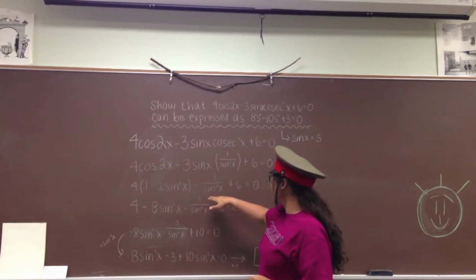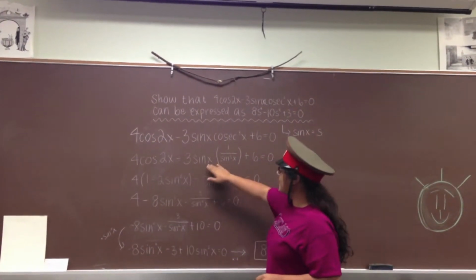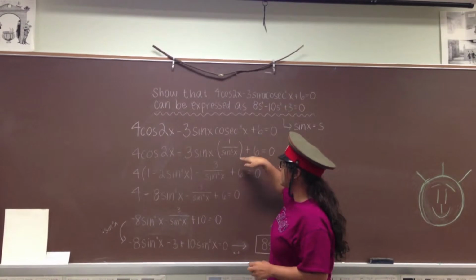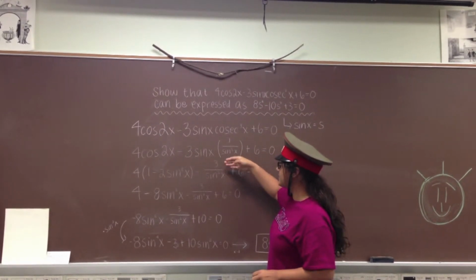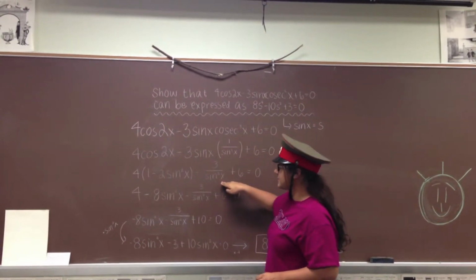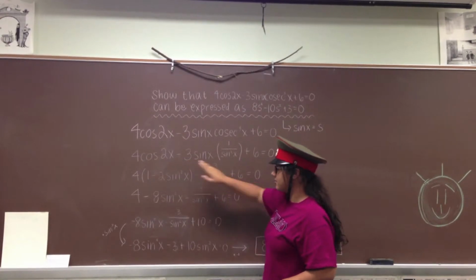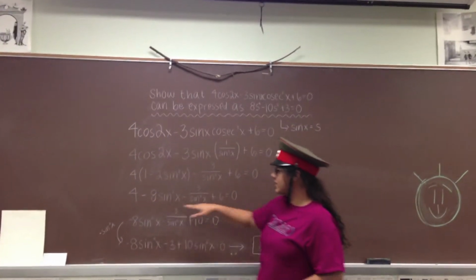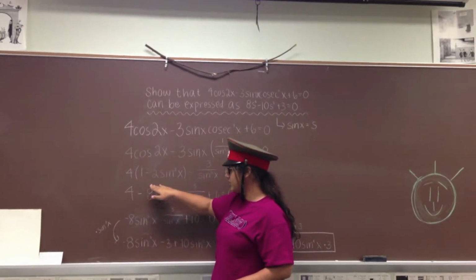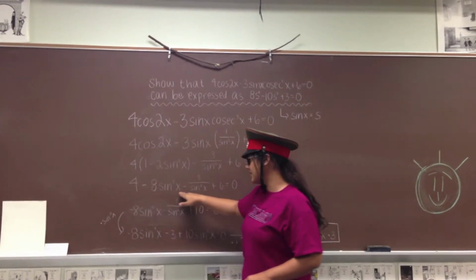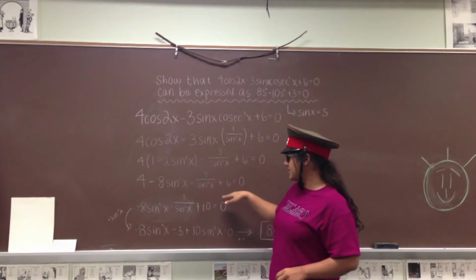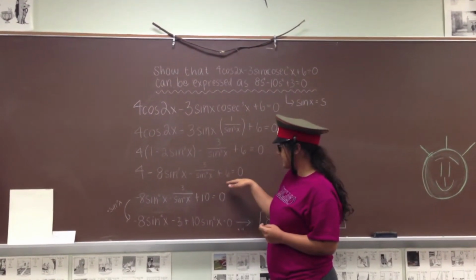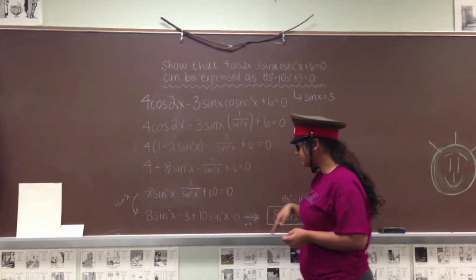identity. And then we took sine x times 1 over sine cubed x, which is the same thing as 1 over sine squared x. And then we just multiplied it by 3 because of that 3. And we added 6 equals 0. And then over here we just distributed the 4 so that it became 4 minus 8 sine squared x minus 3 over sine squared x plus 6 equals 0.